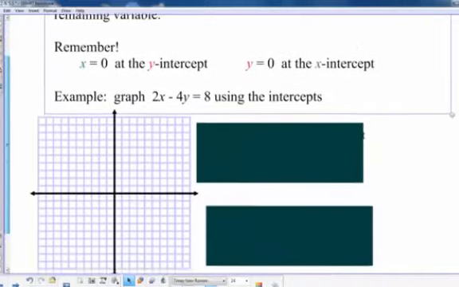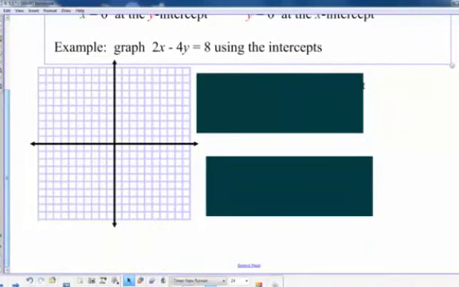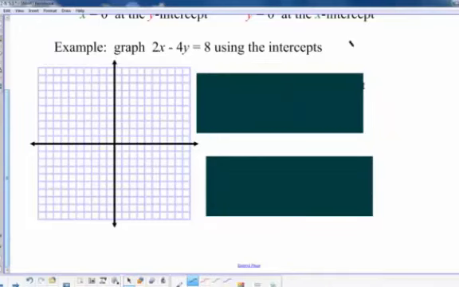So if we're going to graph this equation using the x and y-intercept, you can plug 0 in for x and solve for y. When we plug 0 in for x, I'm going to not even look at this, because 0 times 2 is 0. So we would get negative 4y equals 8, because I just plugged 0 in for x, which means y equals negative 2. So that point is 0, negative 2. That's our y-intercept.